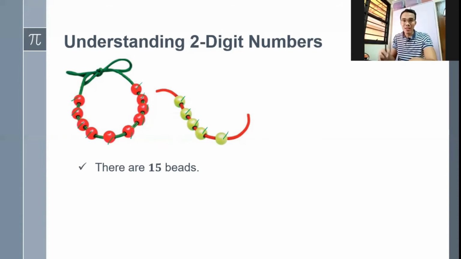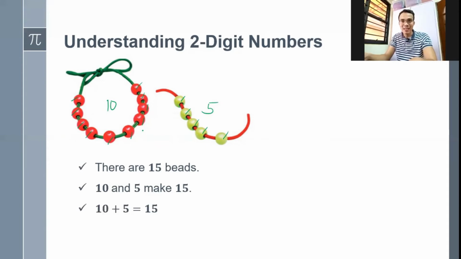And notice also that this is 10 and this is 5. Therefore, 10 and 5 make 15. And 10 plus 5 equals 15. We put 10 and 5 together, we have 15. Remember, that's the meaning of addition.